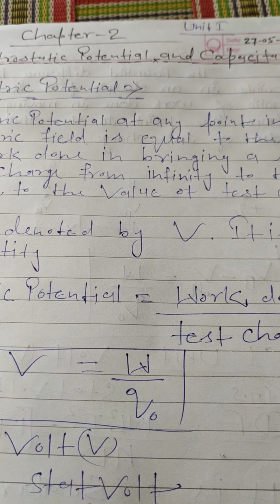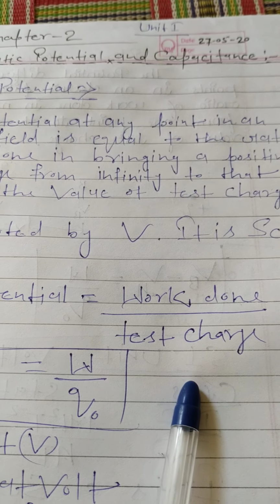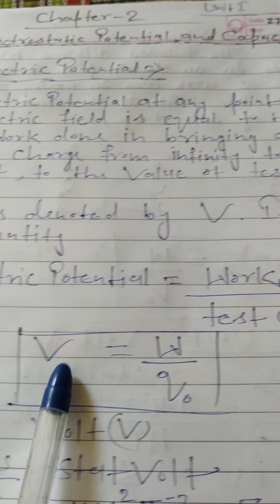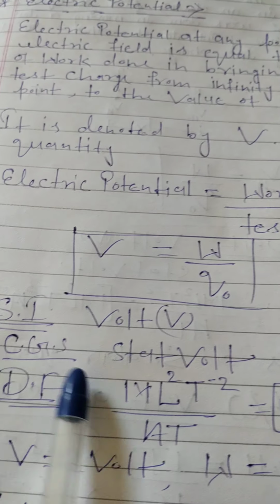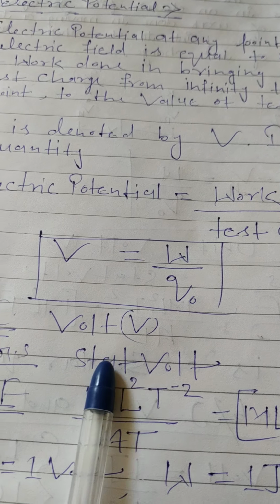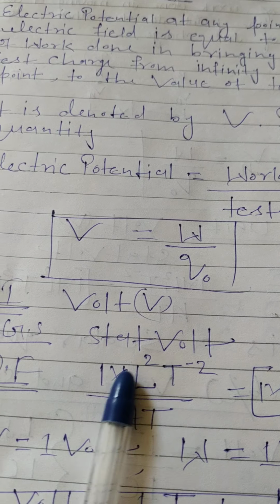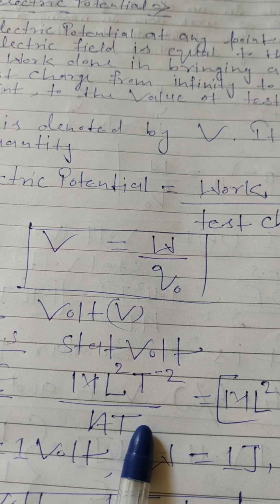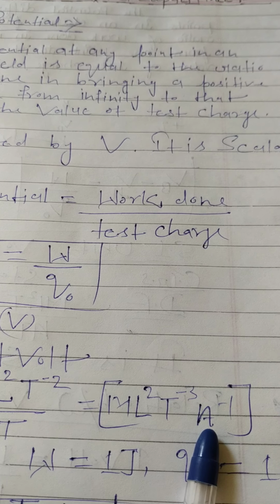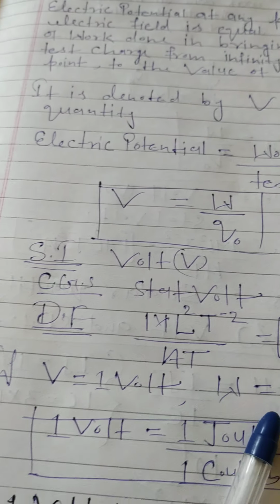Electric potential equals work done upon charge. Electric potential V equals work done W upon charge Q naught. The SI unit of electric potential is volt. The CGS unit is statvolt. The dimensional formula is ML^2T^-2 upon charge AT, which simplifies to ML^2T^-3A^-1.